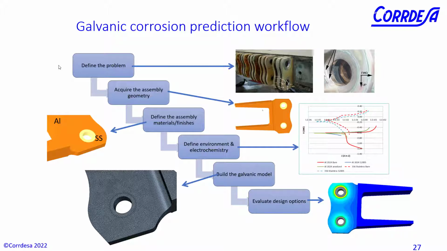You bring in the geometry. You hopefully have the 3D. If it's very old, we've had to build 3D models from 2D PDFs or laser scan. Either way, you need a 3D digital model. You assign your materials, and under the hood that pulls the required boundary conditions, the electrochemical data, the polarization curves. You mesh your problem, this bushing and this lug, for instance, and then you get your output.